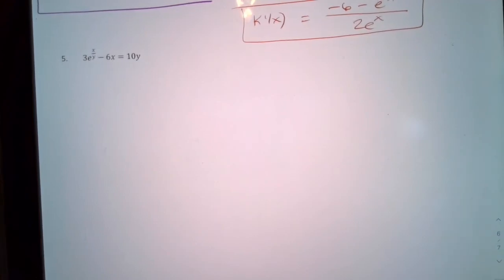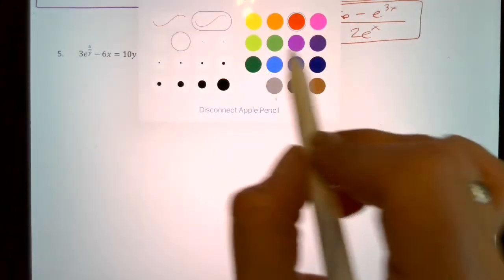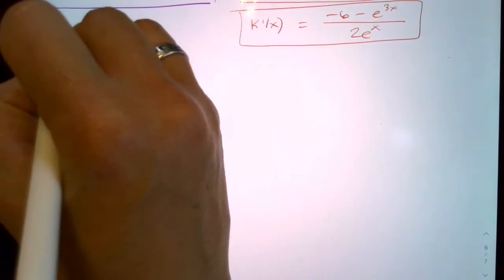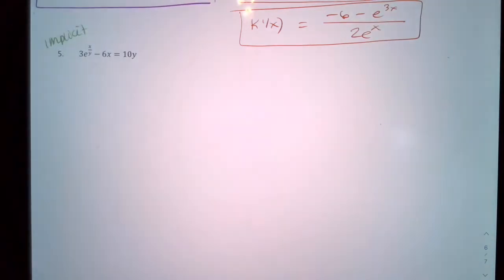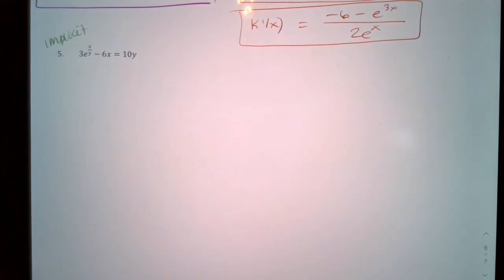So let's think about it. This is an equation that is jumbled up. Right? I've got x's and y's all jumbled. I do not have an explicit function y being defined in terms of the x variable. This is implicit differentiation. I'm going to label it. So we're doing implicit differentiation in the context of exponential base e.